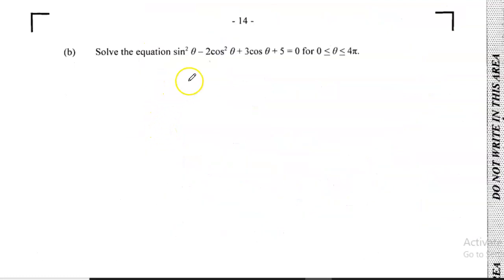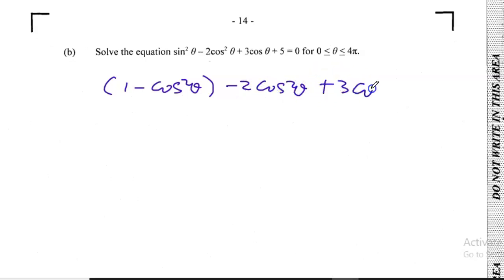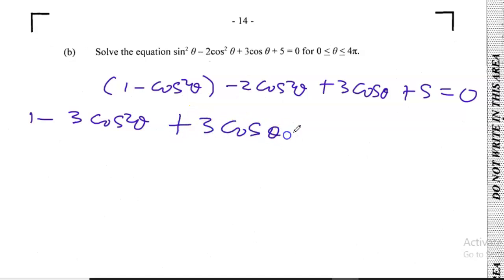Next, we have an equation to solve here. But I guess we can rewrite the sine square. We can rewrite sine square as 1 minus cos square theta. And then we have minus 2 cos square theta, plus 3 cos theta, plus 5 is equal to 0. So we have 1 minus 3 cos square theta, minus and minus 2, plus 3 cos theta, plus 5 is equal to 0.